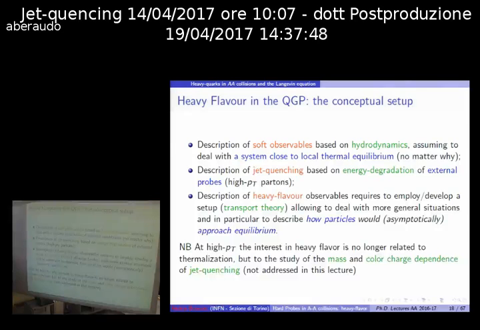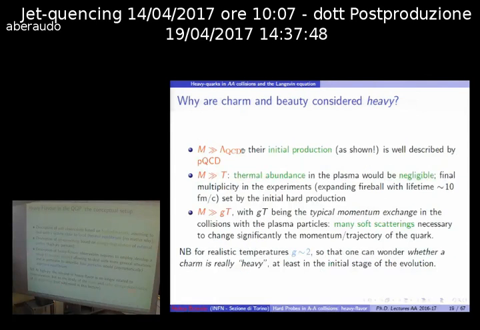Okay, because if I measure a high energetic pion in the final state, this pion can come from the fragmentation of whatever parton, either a gluon or a quark. Okay, but we will not focus on this issue in this lecture.